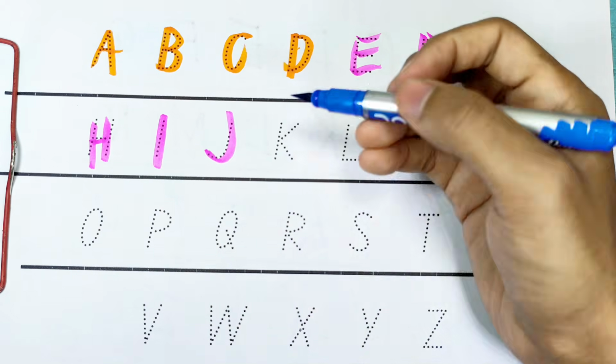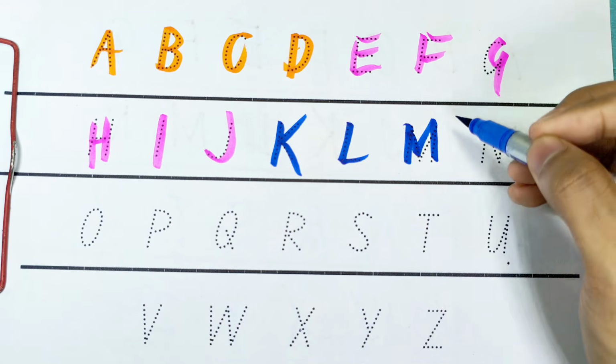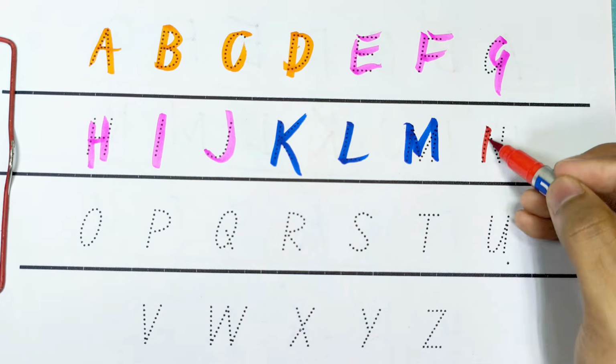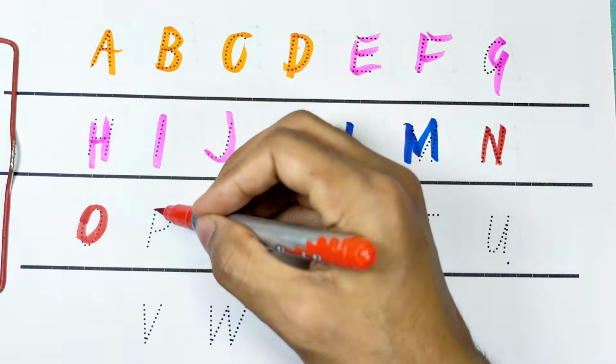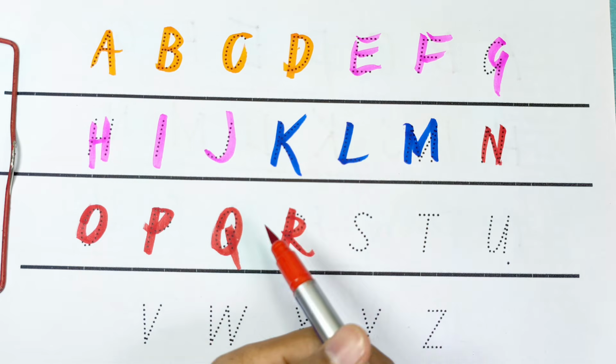Yes, now we're using the color of blue. Stay with us. K, L, M for moon, M for mango. Now we're using the color of red. N, O, P, Q for queen, R for rosa for rice.